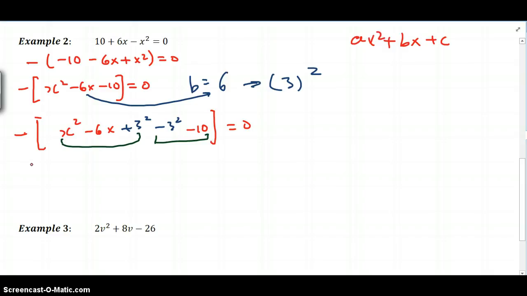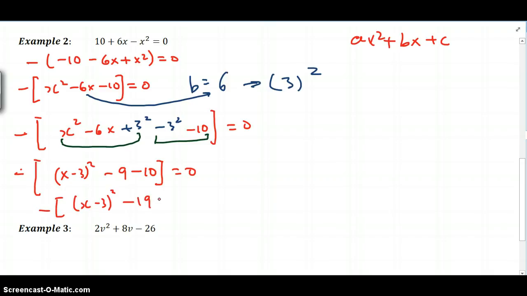and this reduces down to minus. This reduces down to x minus 3 squared using the perfect square rule, minus 9 minus 10 equals 0. And so this reduces to x minus 3 squared minus 19 equals 0.